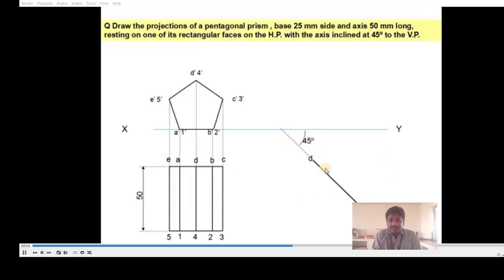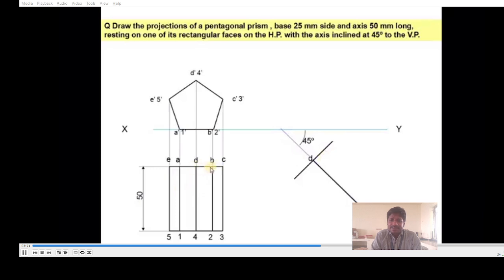Now at the end, this rectangle has to be drawn with the 45-degree inclination. So now you take the point ABCD exactly perpendicular to D4. So you draw a perpendicular line passing through the point D. Now mark the points B, C, A and E.